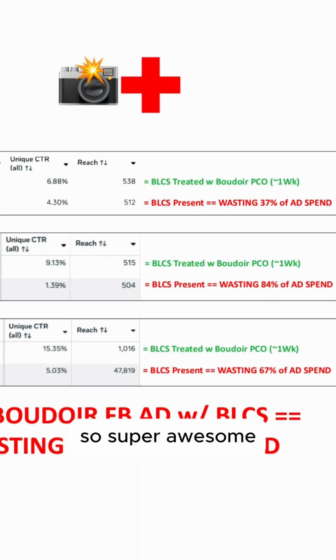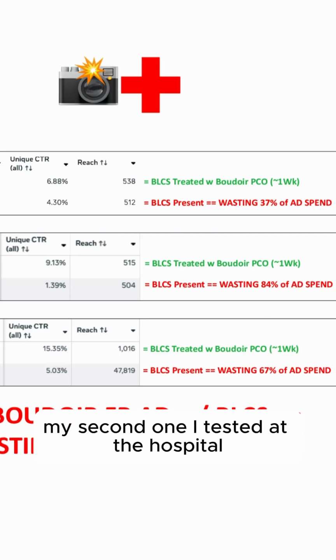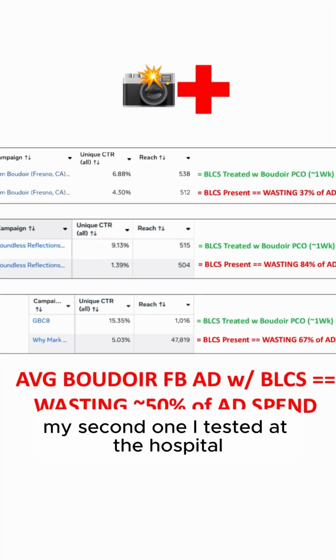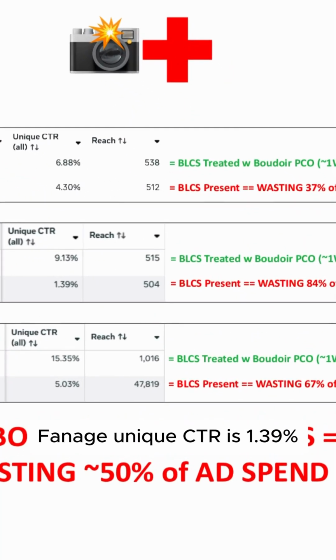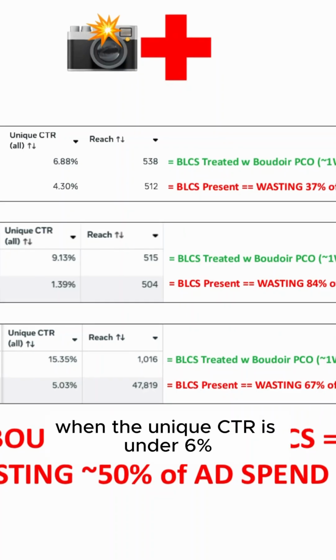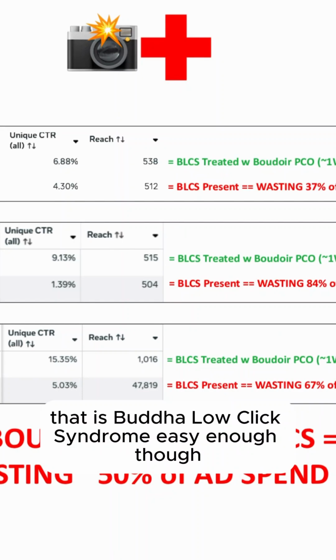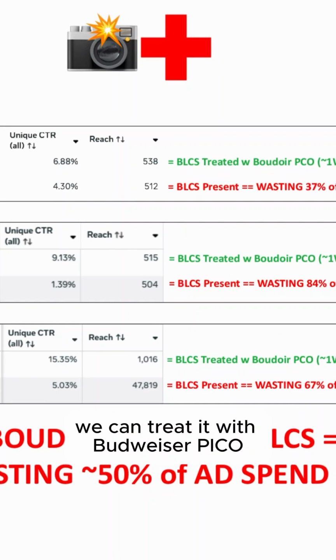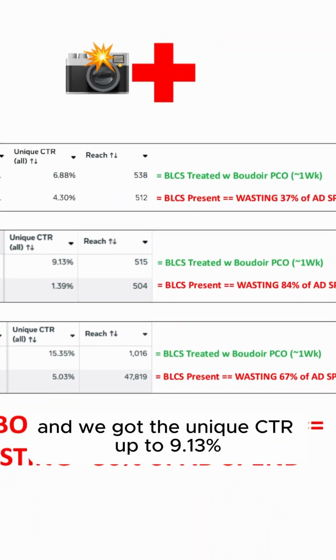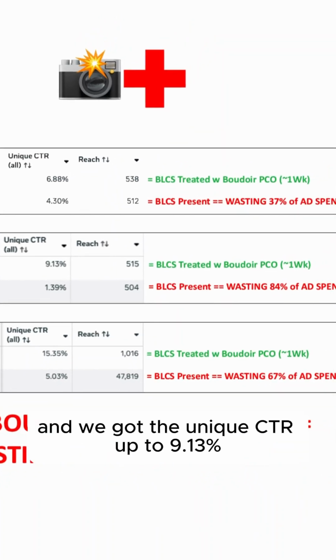So super awesome. Next, the second one I tested at the hospital, I found out the unique CTR is 1.39%. When the unique CTR is under 6%, that means BLCS is present. That is Boudoir low click syndrome. Easy enough though, we can treat it with Boudoir Pico. It takes about a week. And we got the unique CTR up to 9.13%.